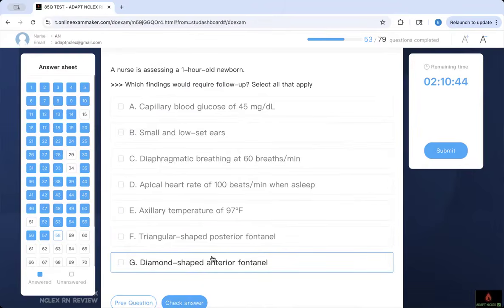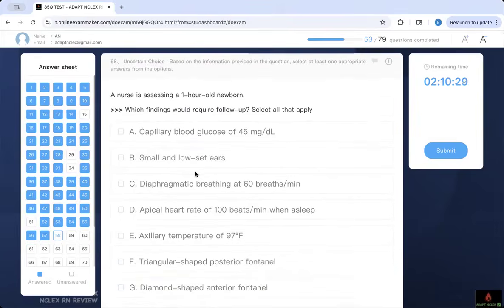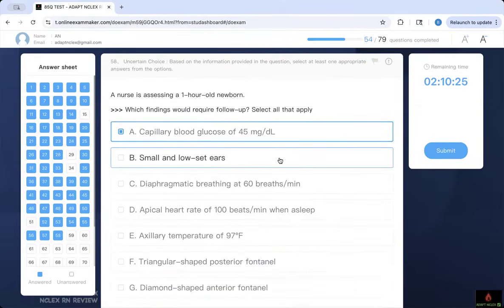It's a bunch of questions I put together, content to test your knowledge. Which one requires follow-up? That means they are abnormal. Is any of them abnormal? What do you think? This sugar is too low. Which one would you choose? Small, low set ears, yes, we have to follow up. It may be Down syndrome. We don't like it.